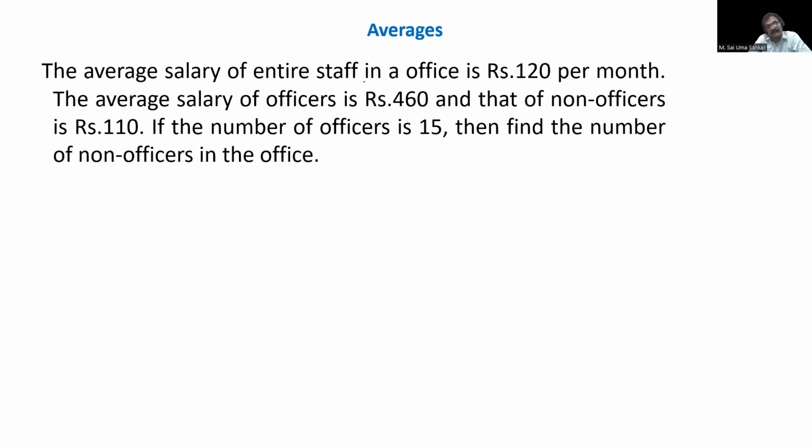Next, the average salary of the entire staff in an office is 120 rupees per month. The average salary of the officers is 460 and that of non-officers is 110. If the number of officers is 15, then find the number of non-officers in the office.